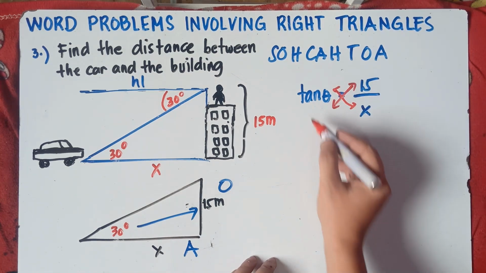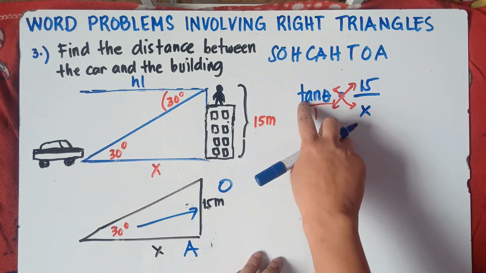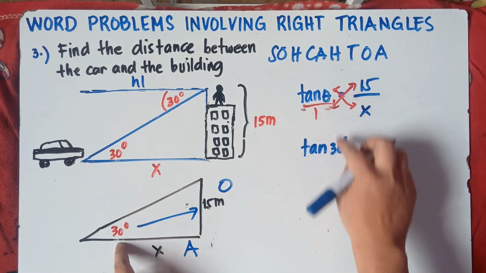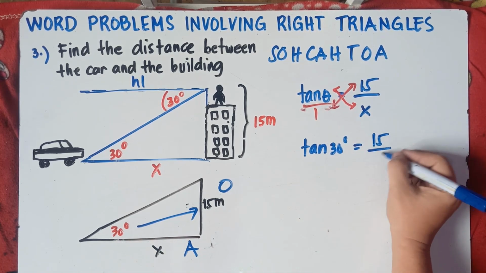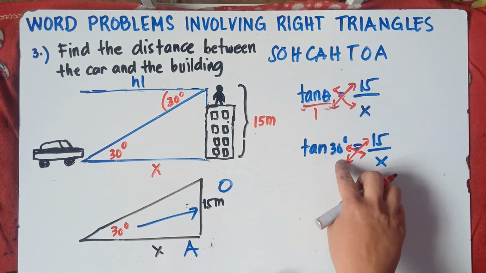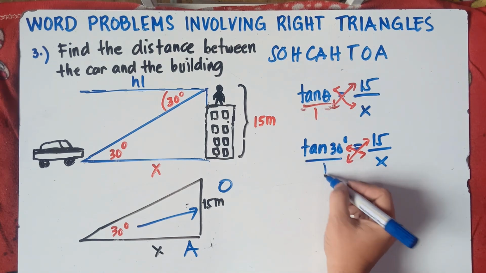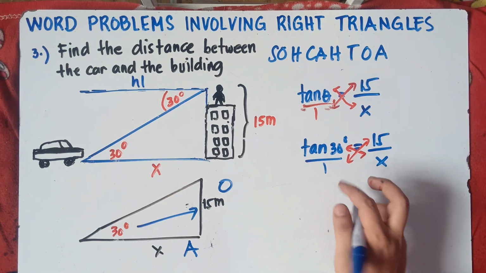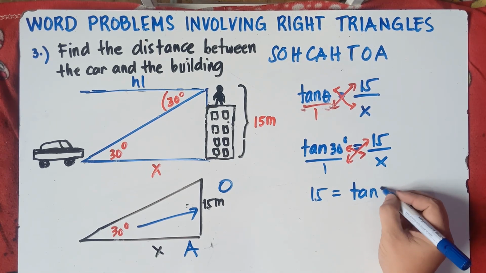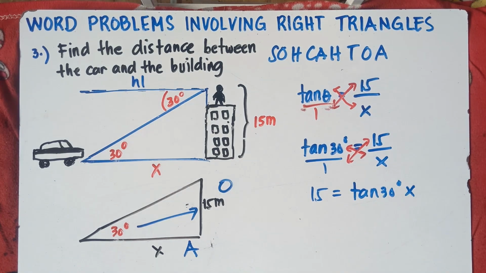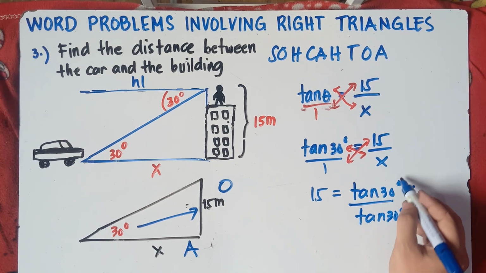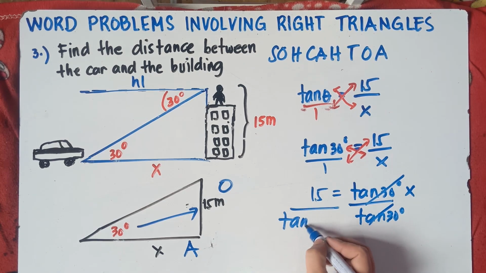Alright, so cross multiply. By the way, understood that there's a one here. This will be tangent 30 degrees. So let me just write tangent theta, our angle is 30 degrees, equals 15 over x. I forgot, class, to write tangent theta as tangent 30 degrees. So cross multiply, understood that there's a one here. So 15 times 1, that is 15, equals tangent 30 degrees times x. That would be tangent 30 degrees, then x. Alright, to get the value of x, you divide both sides by tangent 30 degrees so that you can cancel this out.